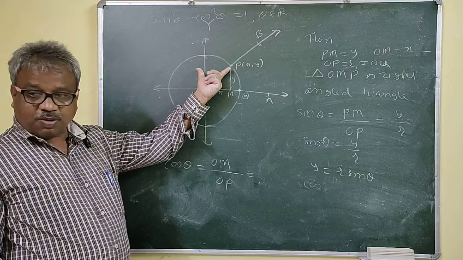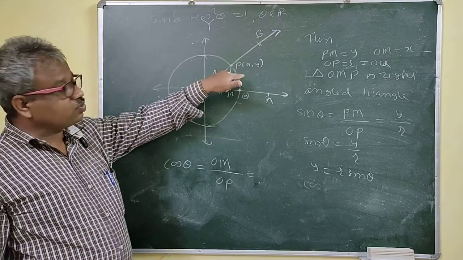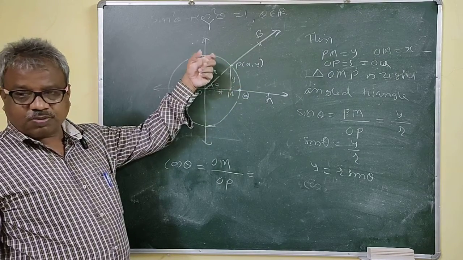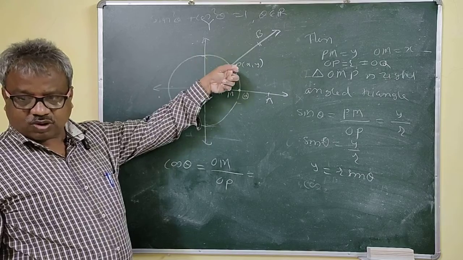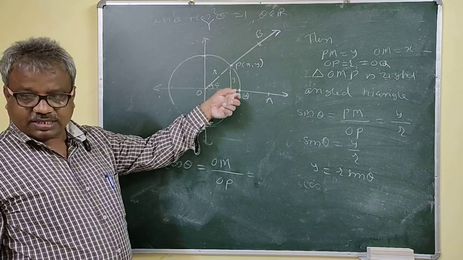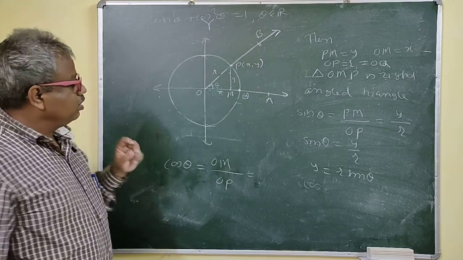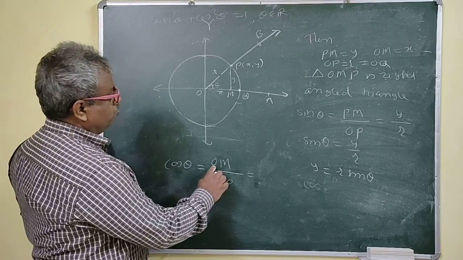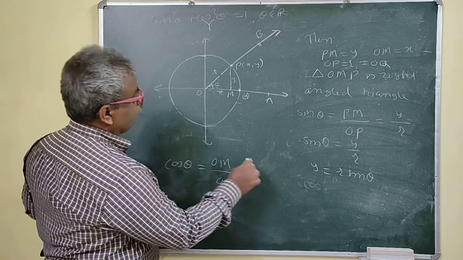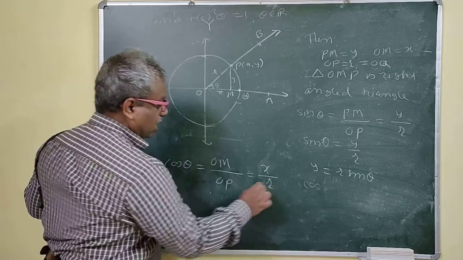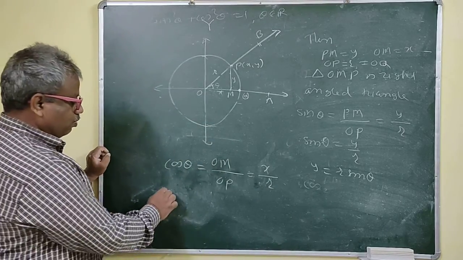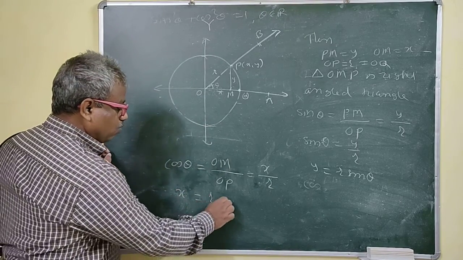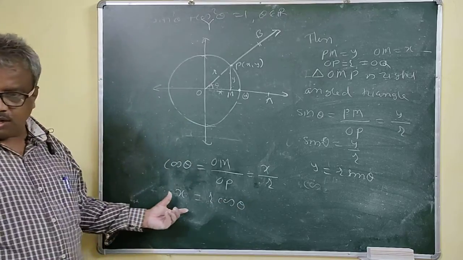The perpendicular distance from the y-axis is the x coordinate of that point, and the perpendicular distance from the x-axis is the y coordinate. So this is OM, which is x, and this is r. Therefore x is equal to r cos theta. We get x now.